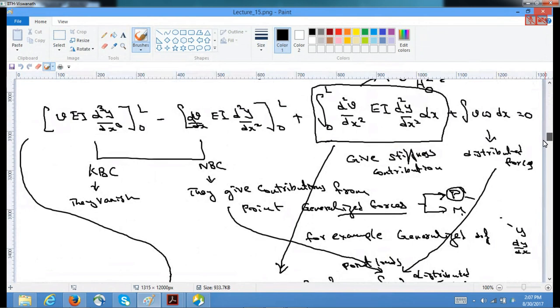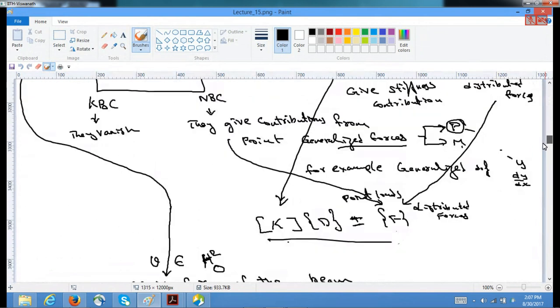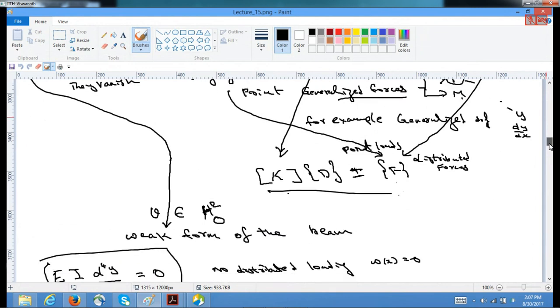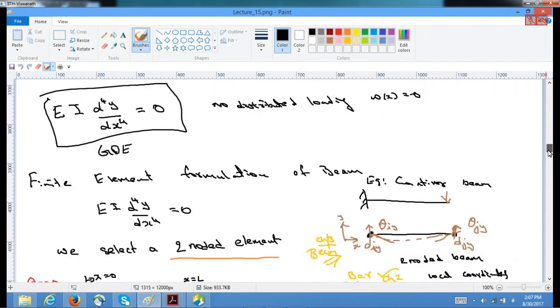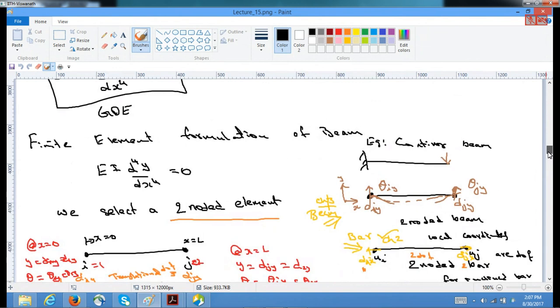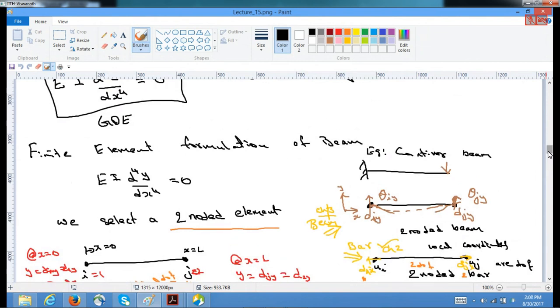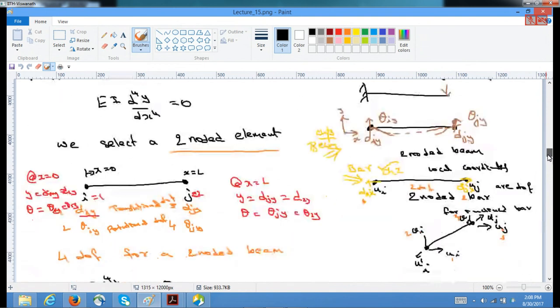Then, somehow I haven't derived it, I will show you that from this we want to convert into a set of linear algebraic equations, that is, KD equals F form. And for that we need to choose our virtual displacement in a manner that V belongs to H2_0, and that is where we started our finite element formulation. For once, we selected only one element with two nodes, and for this beam element we have 4 degrees of freedom, that is, theta and displacement are the 2 degrees of freedom per node, and hence 4 degrees of freedom, unlike the bar formulation.